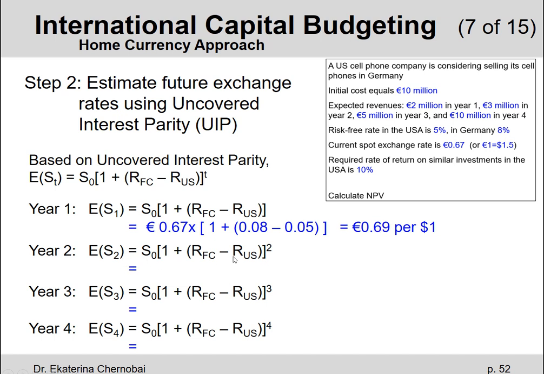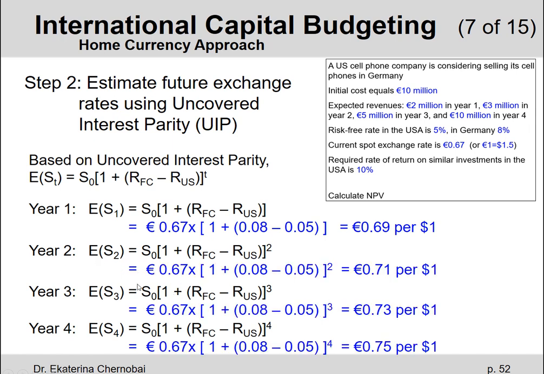The only thing that we change in the calculations of the expected exchange rates for years 2, 3, and 4 is the power at the end of the parentheses. Powers 2, 3, and 4. And the answers we get are 0.71 euros per dollar, 0.73 euros per dollar, 0.75 euros per $1. The numbers will be kind of continuously increasing, right? And by the way, this means that the dollar is expected to get stronger because each dollar can give us more and more and more euros. But that's not the question that we are answering.